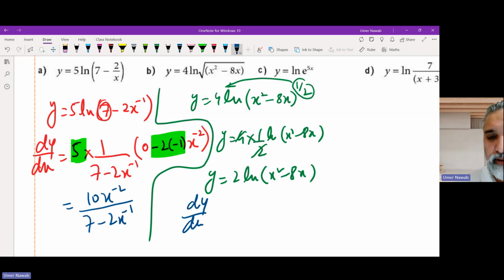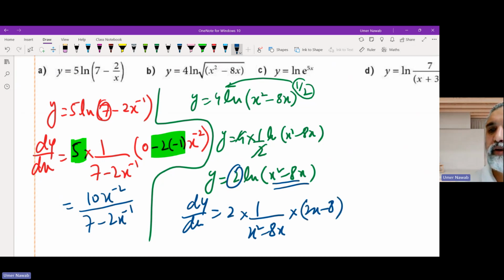dy by dx, okay, 2 as it is. ln tells you the reciprocal of x squared minus 8x. And what is the further derivative of x squared minus 8x, which is 2x minus 8? And then you leave it here.